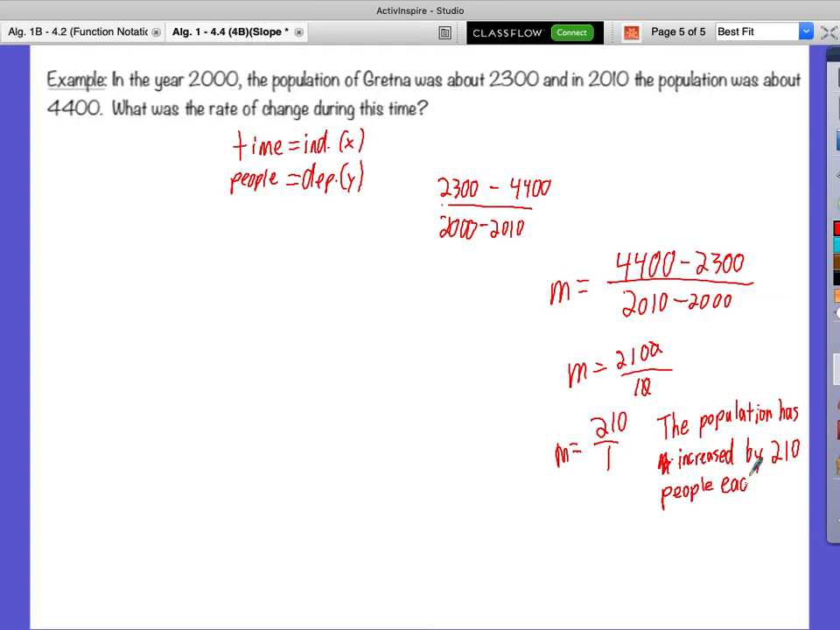Now, would it have likely changed exactly 210 people every single year? No, some years were probably higher, some years were probably lower. Some of them probably changed inconsistently there. But that's okay. We're just trying to figure out what the average is. We're saying on average, about 210 people moving there every year, from this time span. Okay, questions on that?